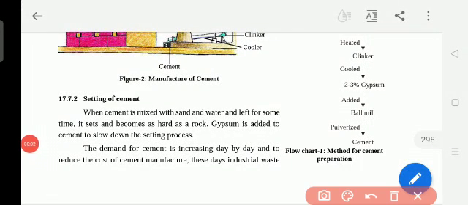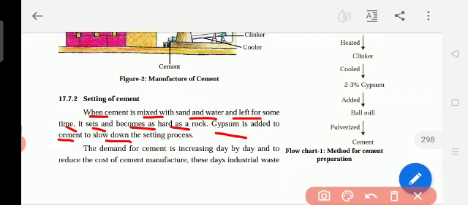Okay, setting of cement. When cement is mixed with sand and water and left for some time, it sets and becomes as hard as rock. We know that when the cement reacts with the water, it becomes very hard. So gypsum is added to cement to slow down the setting process.